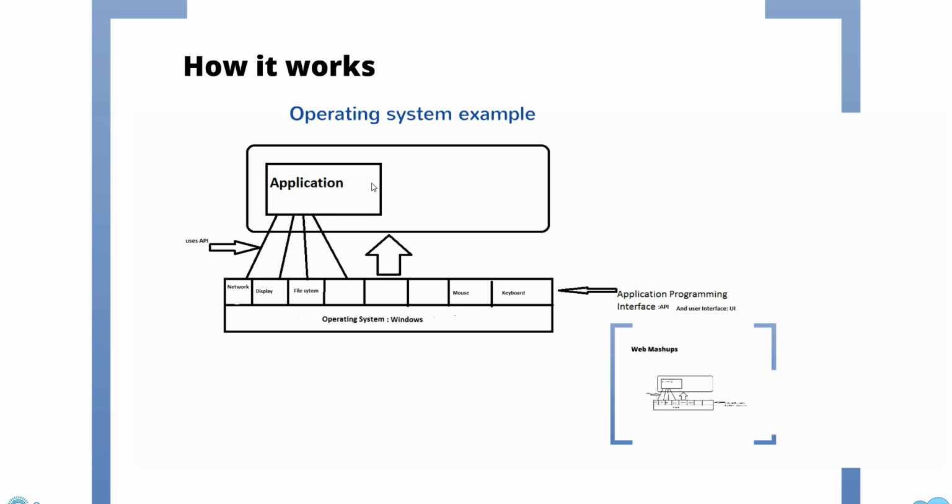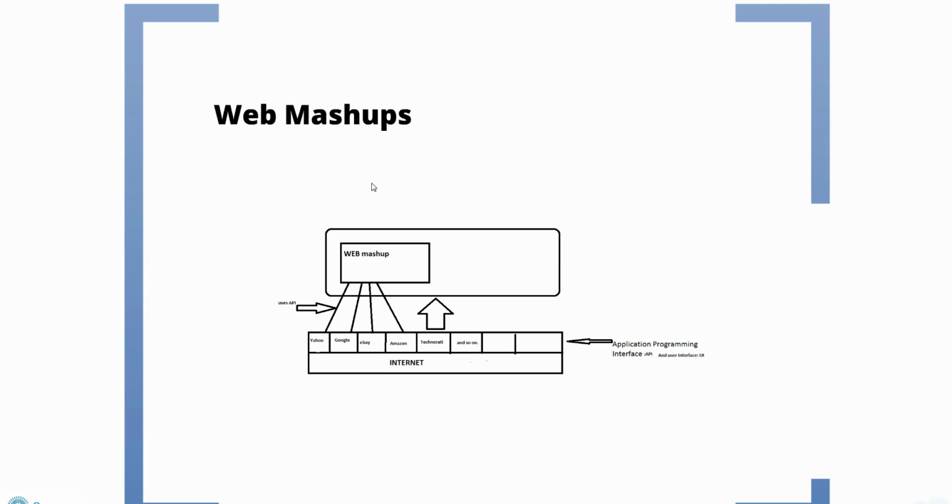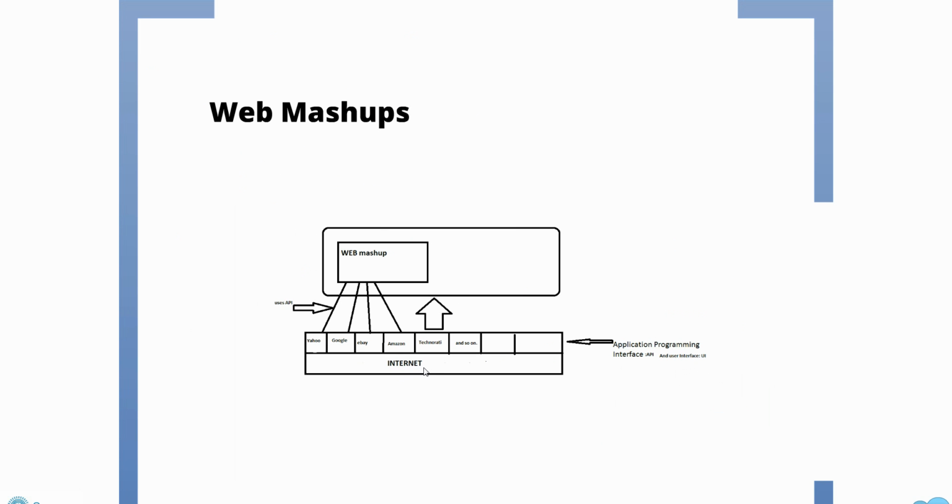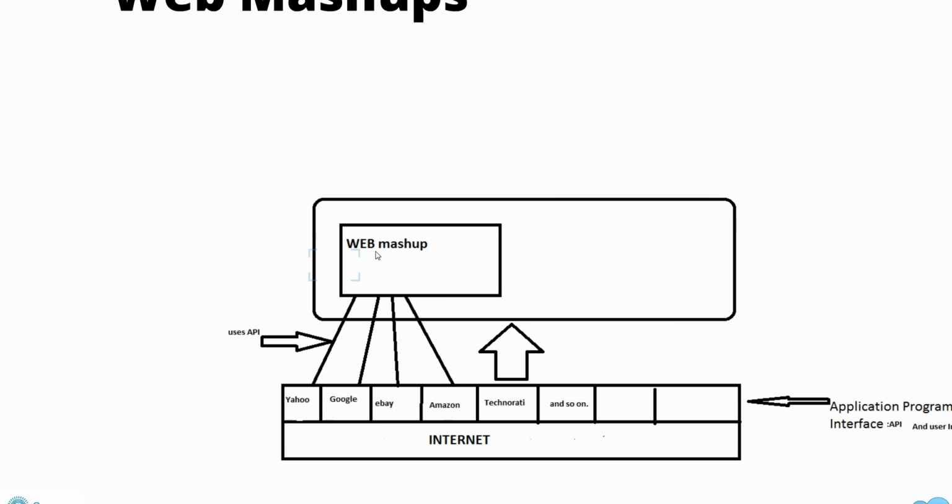So in the same way, we can look at web mashups where the operating system is replaced by the internet, and the internet has many service providers, or you can say websites like Yahoo, Google, eBay, Amazon, Technorati, and so forth, which have their own API, little programming code embedded in them. A normal programmer or a simple programmer, or there are mashup tools that you can use, can create web mashups by using the APIs from these websites.